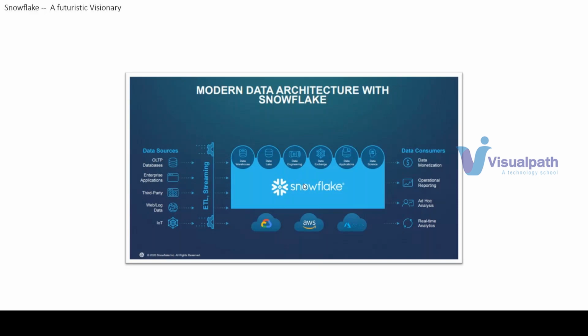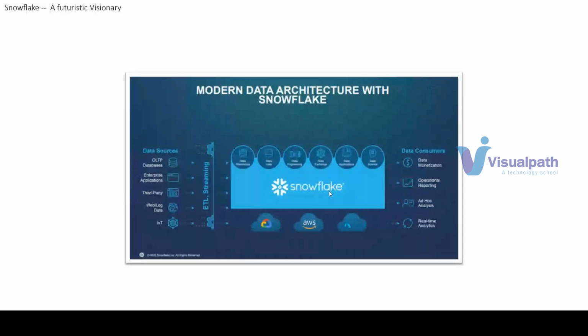Both are major competitors within the market, but Azure is mostly tied to Databricks, whereas Snowflake has the option of working with any type of platform. That is a major difference that you can see here.